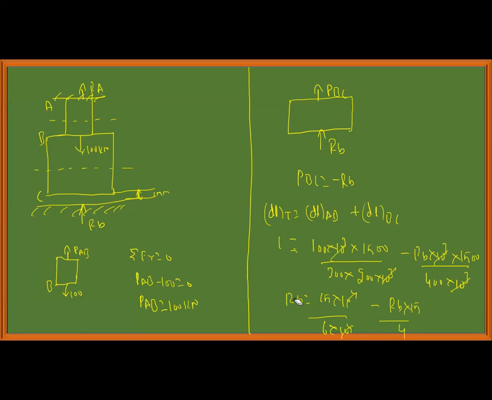Sorry, this is 1. How much are you getting? 2.5 minus 3.75. There is only 1, right? 2.5. I got 6.4, sir.